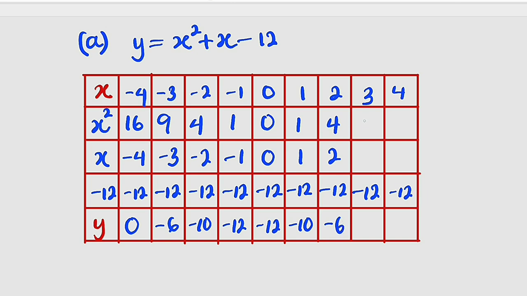Move down here when x is 3. 3 squared is 9. This is 3. 9 plus 3 is 12, and 12 minus 12 is 0. Move down here when x is 4. 4 squared is 16. This is 4. Add these two together, you get 20, and 20 minus 12 is 8. So we have just completed the table and we're good to go.